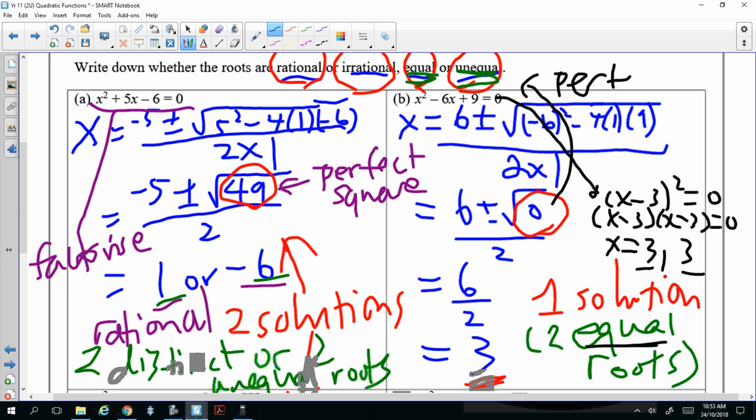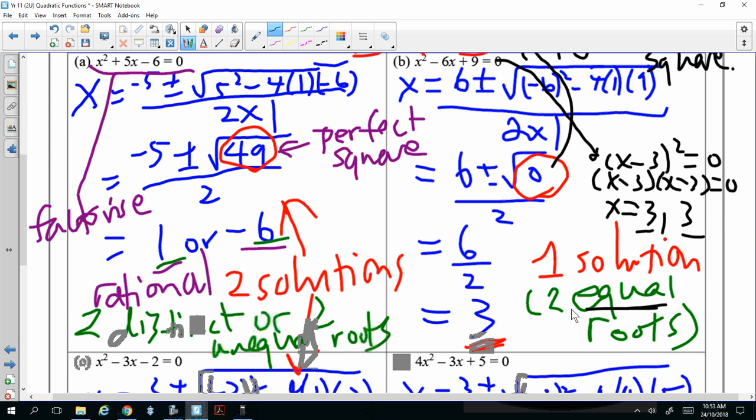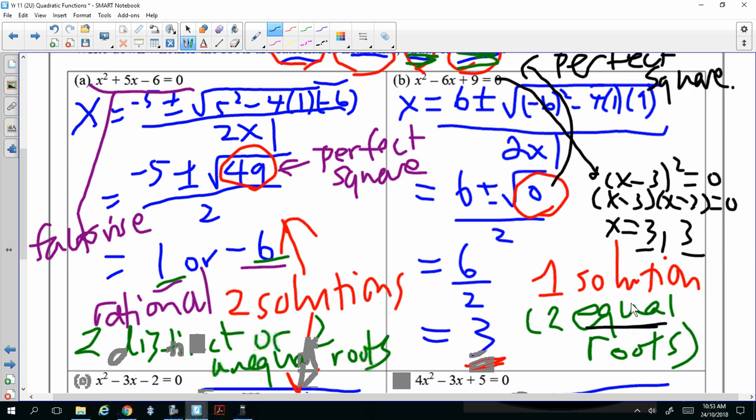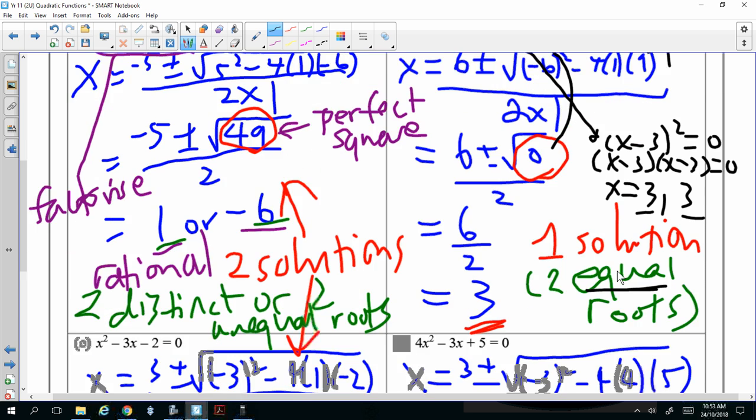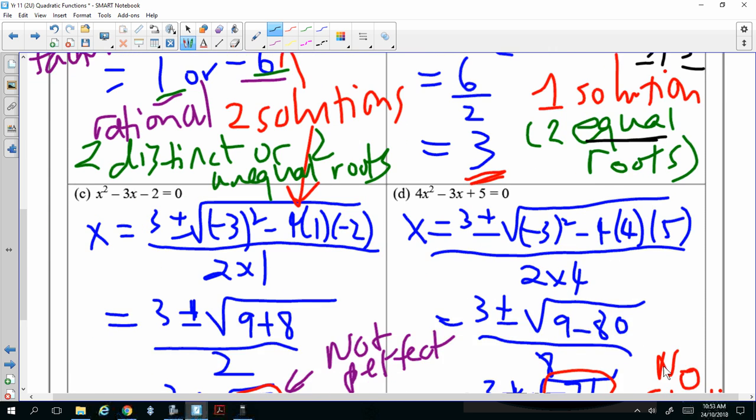So you can get a lot of things out of the discriminant. Or you can say the roots are 2 equal roots. And of course, when it's negative, there's nothing to talk about. There are no roots, right? Okay, good.